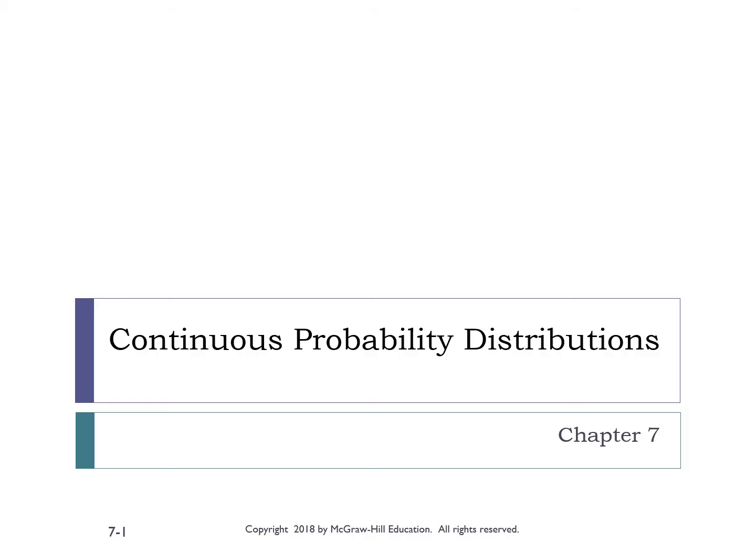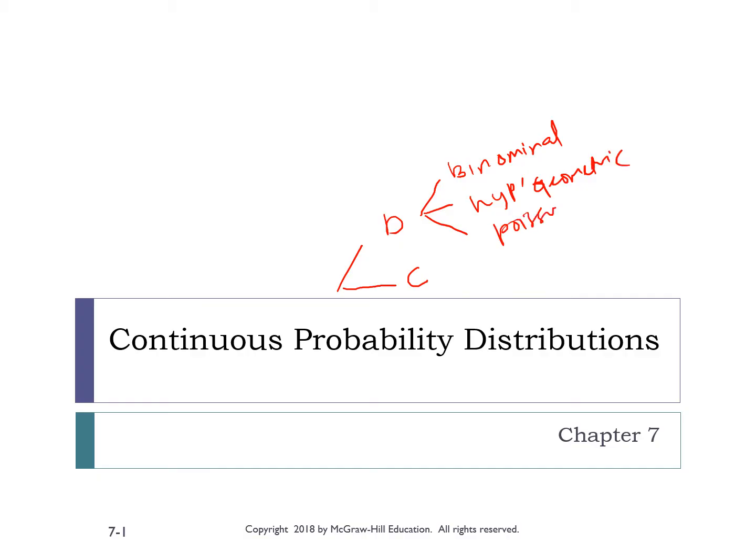So this is just a revision of what we have learned in the previous chapter. Probability distribution can be divided into two. The first one we call discrete probability distribution and the second one we call continuous. In the previous chapter we discussed the discrete probability distribution. Under discrete it can be divided into the binomial distribution, the hypergeometric distribution, and the last one we call the Poisson distribution.